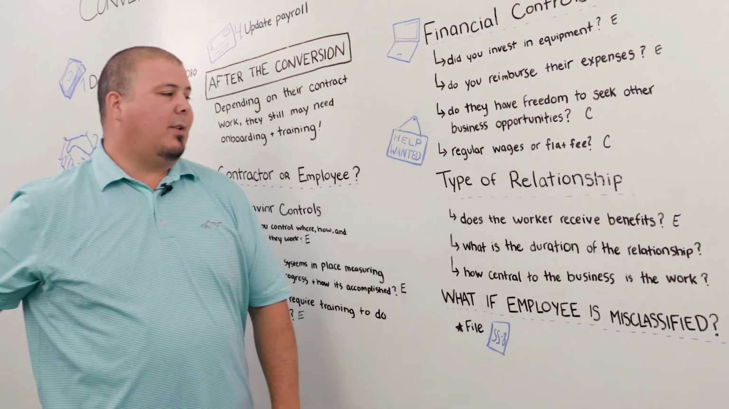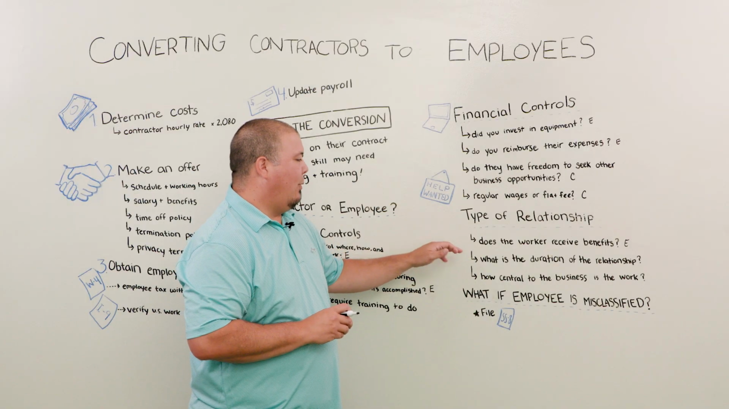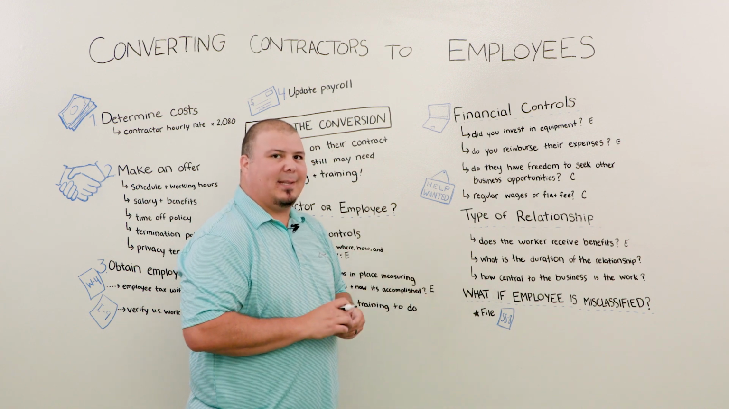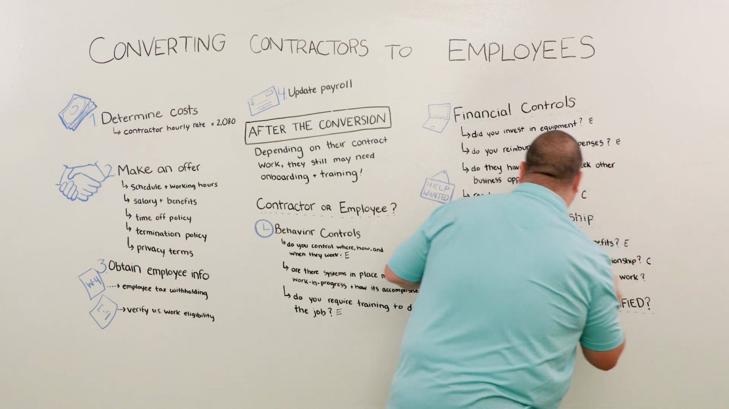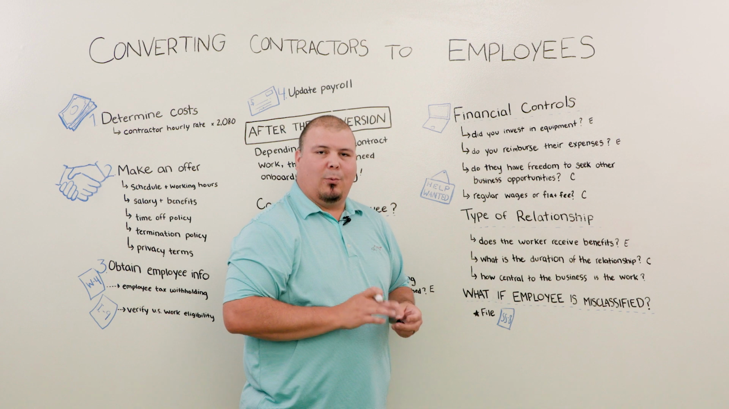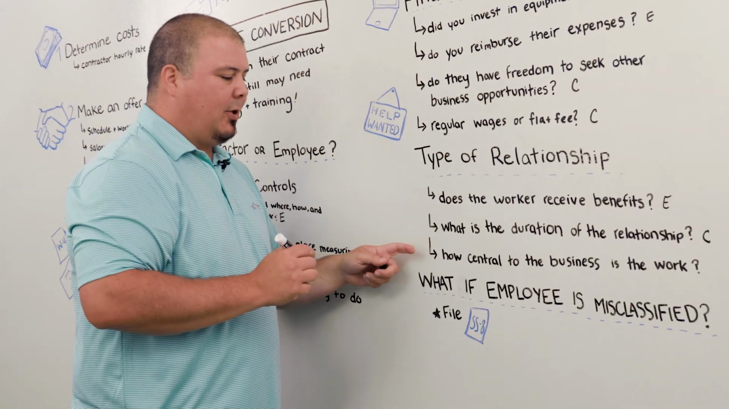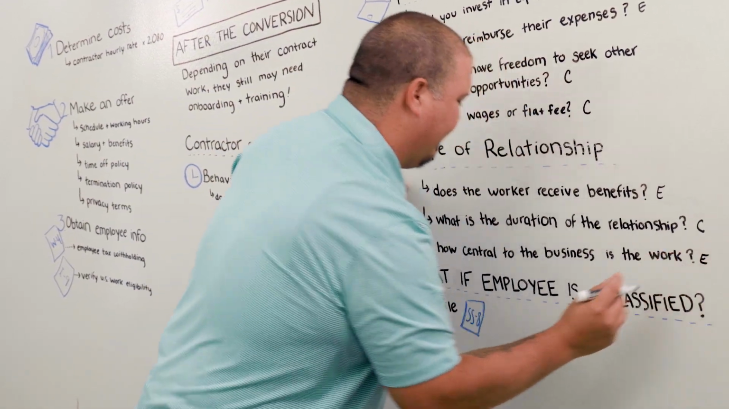What is the duration of the relationship? Meaning, is there a contract that states when the work is going to start and when it's going to end, a specific date? That is typically going to be a contractor type of situation. And how central to the business is the work? Typically, if the work being done is essential to the business operating and running the way that it should, this is going to be most likely an employee type of situation.